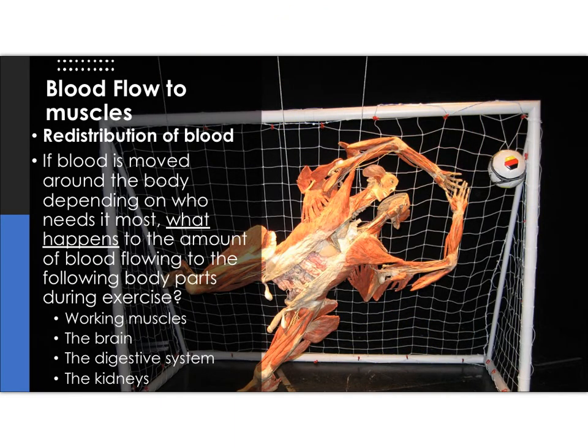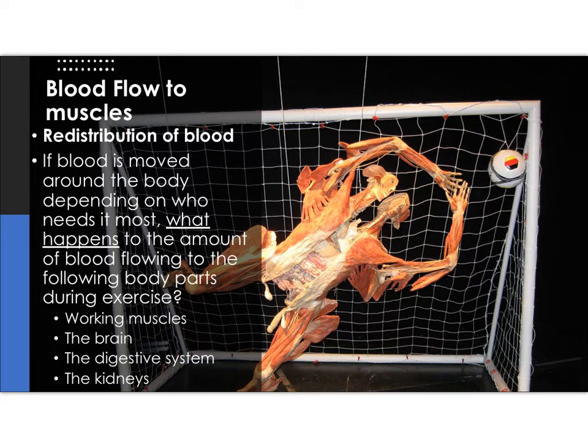So let's have a look first at redistribution of blood and how blood is moved around the body. Please could you have a think about this and pause the video in a moment. Think what happens to the amount of blood flowing to the following body parts on commencement of exercise. So you've started exercising. What happens to the amount of blood flowing to the working muscles, those that are moving? What happens to the amount of blood going to the brain, the digestive system and the kidneys? Just make 1 or 2 notes on that, please, if you could pause the video.